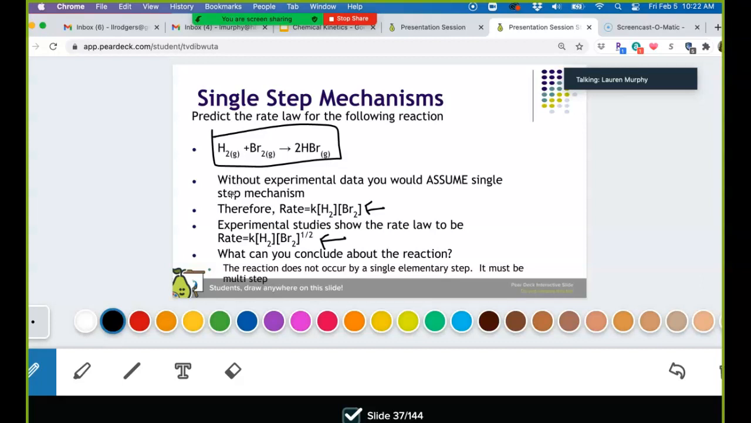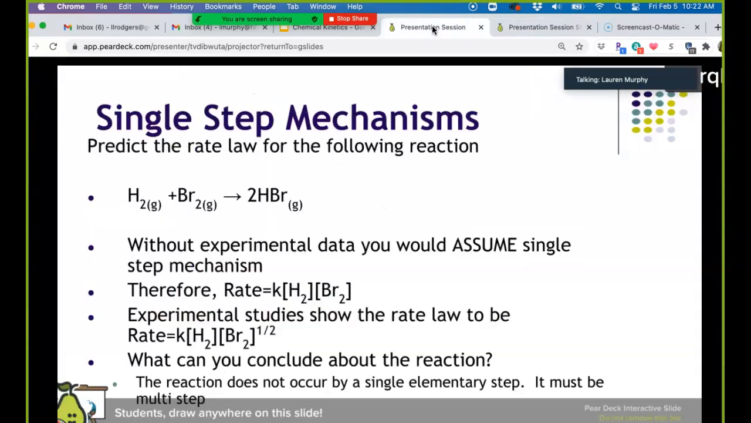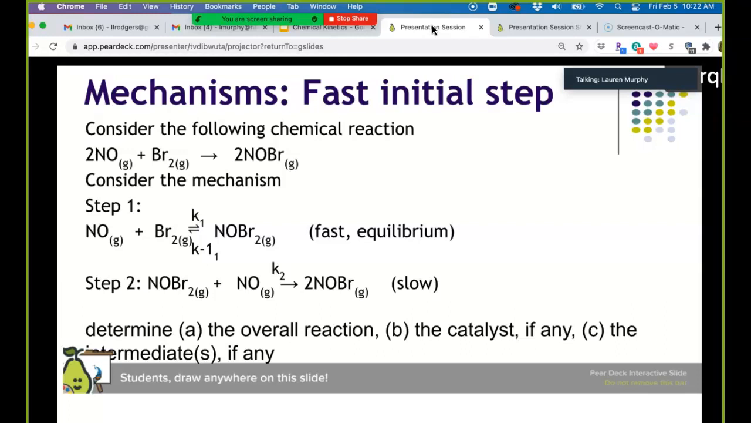But if I don't give you any other info, that's the only way you know how to do it, okay? Again, this will not be common. What we've been doing is what will be common to write a rate law. So let's do another one.